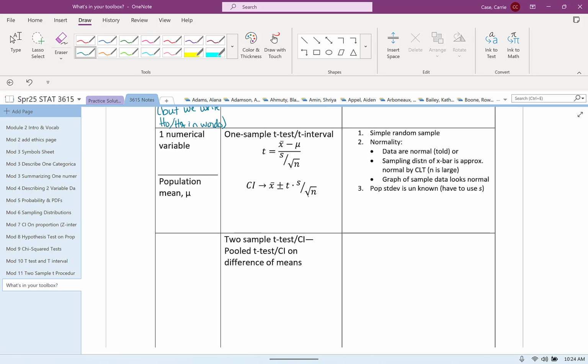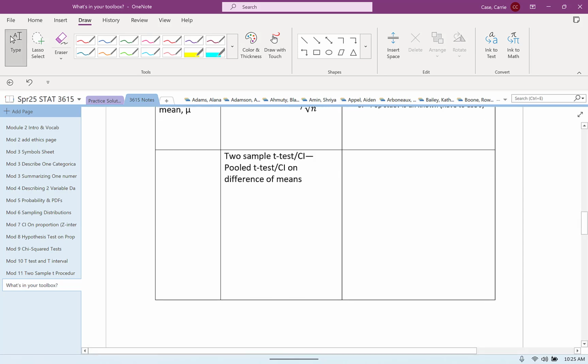Or the graph of our sample data looks normal, and you might use a histogram or a QQ plot or even a box and whisker plot there. And then population standard deviation is unknown, so we use s. And then we also started the 2 sample t-tests and confidence intervals. And so in this case, we have 2 variables.